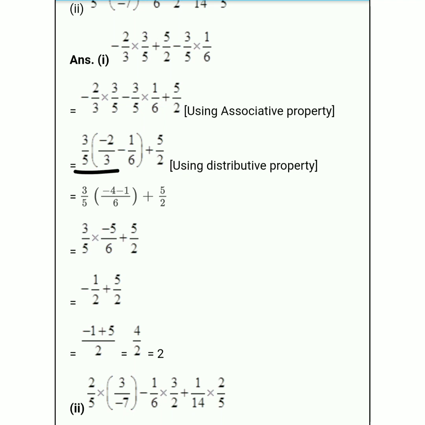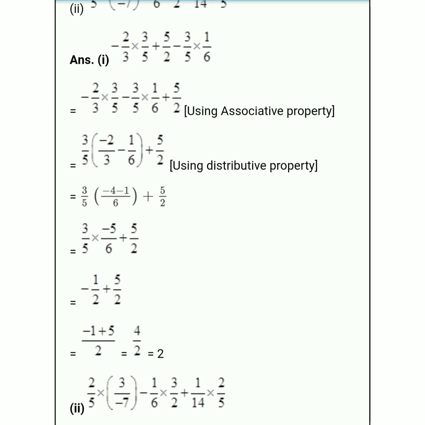Okay, so here 3 by 5 is common, and the remaining part I have written in the bracket: minus 2 by 3 minus 1 by 6, and plus 5 by 2 as it is. One more thing: here we take 3 by 5 common from these two terms only, right? In the third term 3 by 5 is not present, that's why we write our two terms in the bracket and we write 5 by 2 separately. We cannot write it in the bracket, okay, because 3 by 5 we take common from the two terms only.